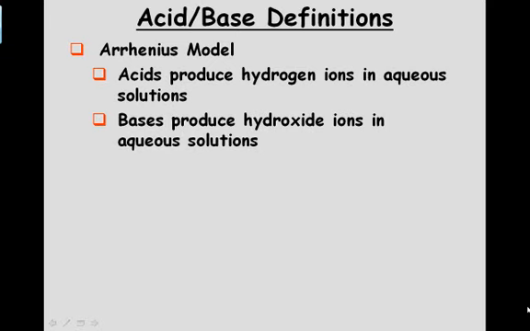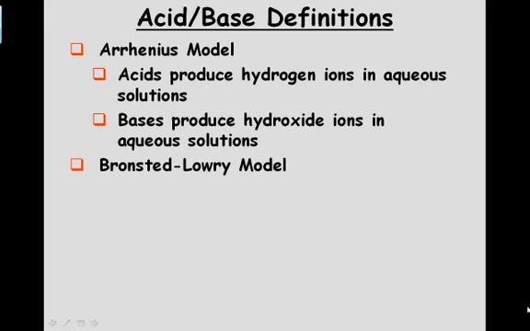So an acid in the Arrhenius model would be something like HCl. A base in the Arrhenius model would be something like NaOH, so that OH in there can be produced in solution. The second method of defining acids and bases is the Bronsted-Lowry method, or the Bronsted-Lowry model.